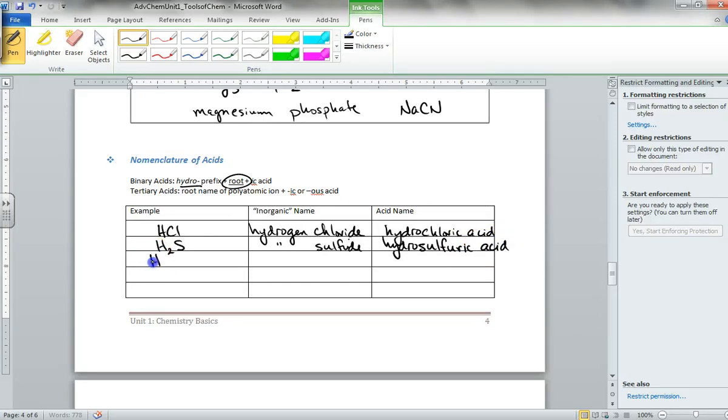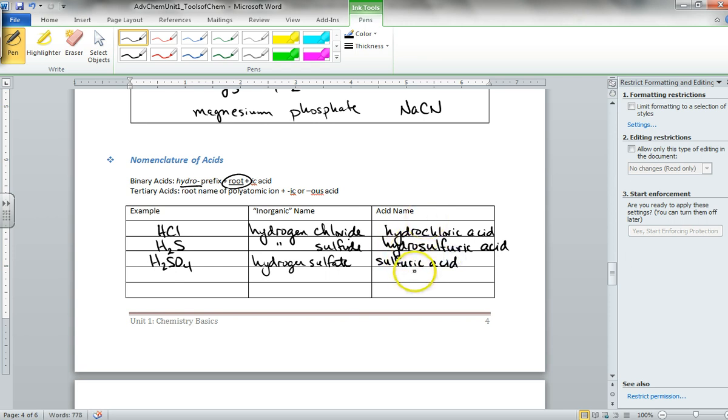Not to be confused with the oxyacids, which have a polyatomic ion in them. The way we name these is you do not have the hydro prefix. So while the inorganic name would be hydrogen sulfate, I have never heard it referred to this way. You always hear it referred to by the acid name. So this would be sulfuric acid. Again, no hydro prefix.